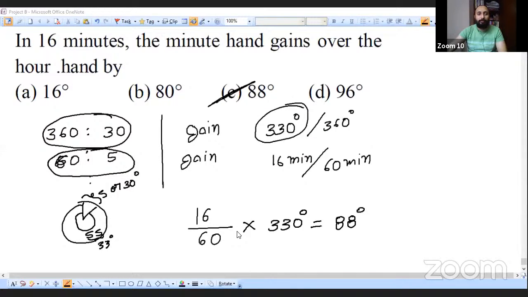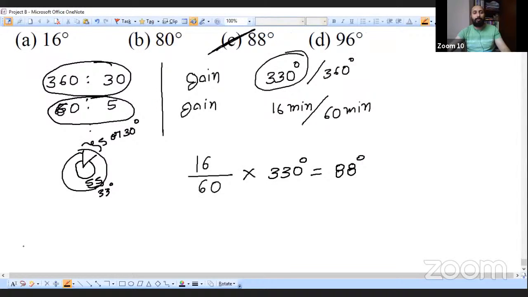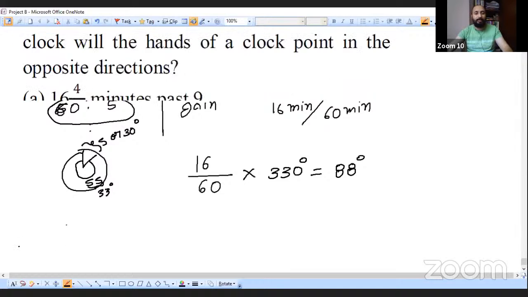Next question. Sometimes they will ask the same question in the opposite direction. I want you to try this next question. Come on.